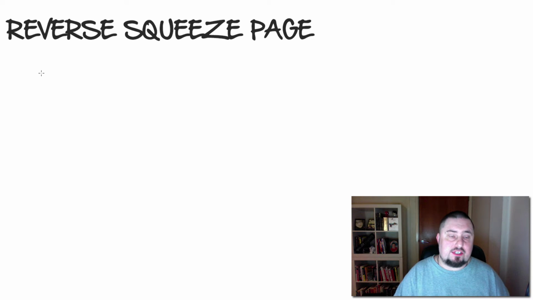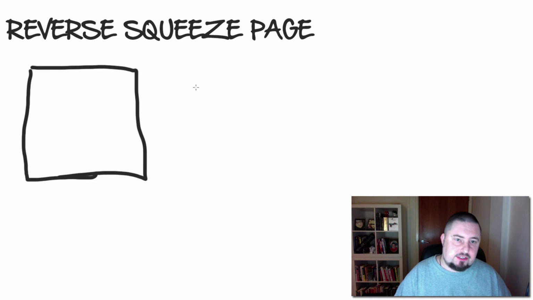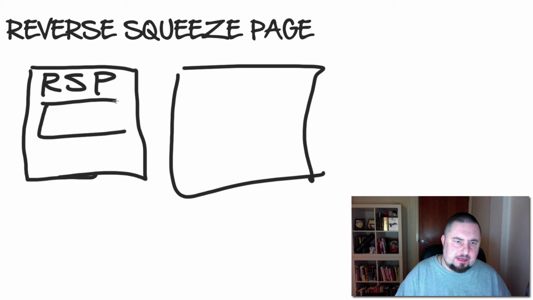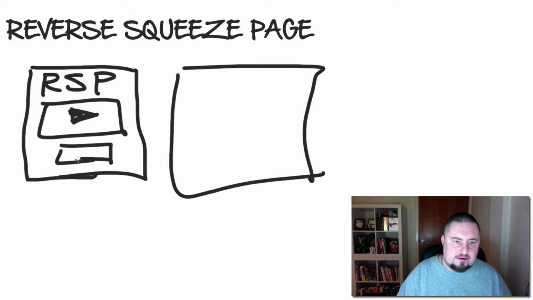So we just need 2 pages for this again. Let's draw on 2 pages. The first one is going to be a reverse squeeze page, RSP. What this is, could be a content page. This could be a video delivering high value to your audience, and then we have a button here that invites them to click it.